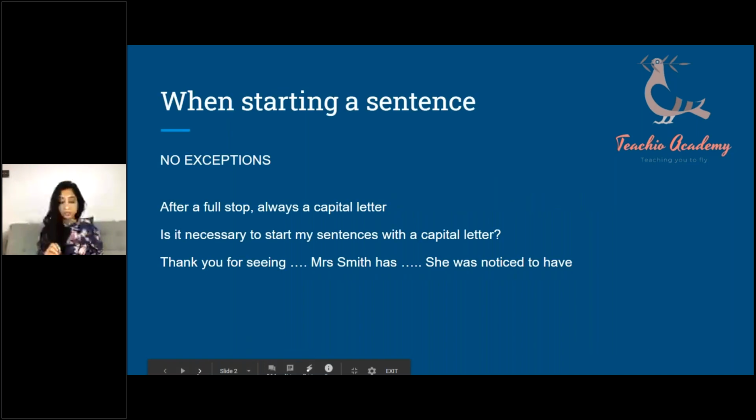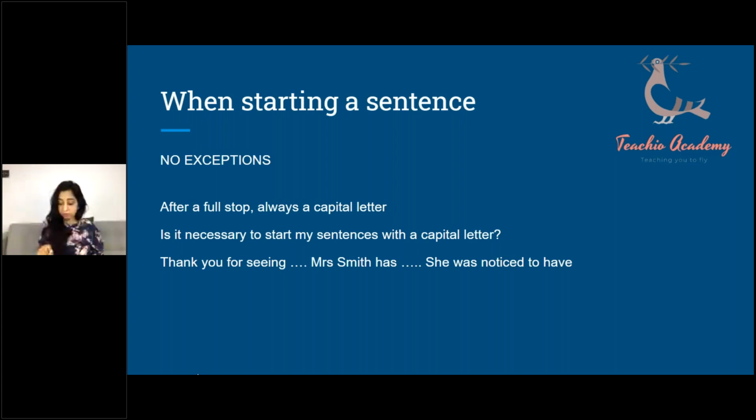Guys, when you're starting a sentence, this sounds very, very simplistic, but it's actually quite important. When you're starting a sentence or you've got a full stop, the full stop is always going to be followed by a capital letter. I can't tell you how many students make this mistake, especially when they get nervous on the OET writing. All sentences have to begin with a capital letter.